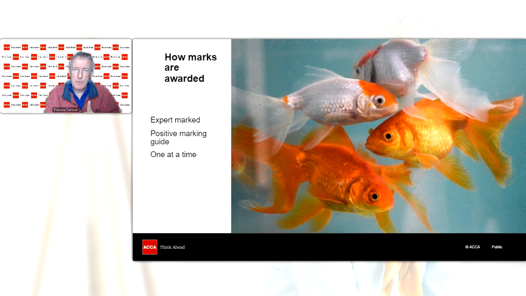How marks are awarded? One mark at a time. Get into that mindset. Don't write 3, 4, 5 sentences saying the same thing. Don't write 3, 4, 5 sentences in a single block paragraph.